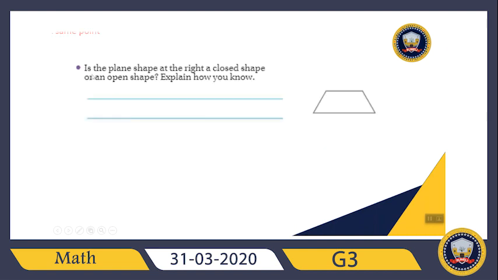Now, is the plane shape at the right a closed shape or an open shape? Explain how you know. Look at this. Is it a closed shape or an open shape? Of course, it is a closed shape. Why? Because it starts and ends at the same point. For example, it starts here. This shape goes and ends here. So it is a closed shape and ends at the same point.